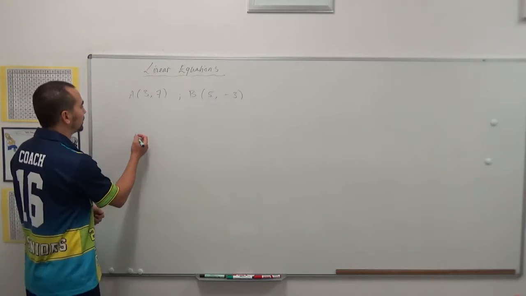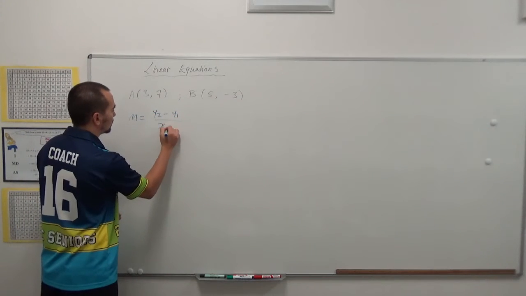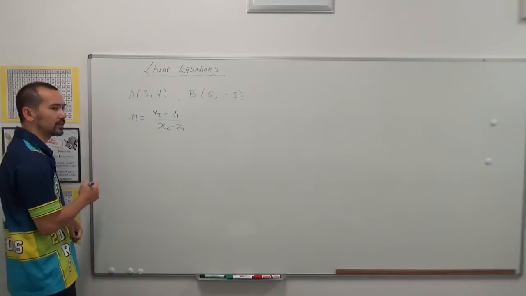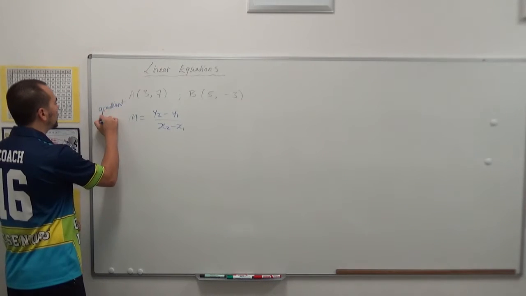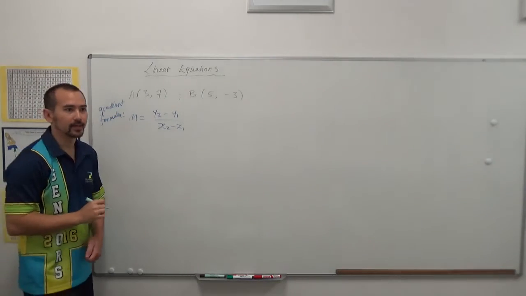y1 minus y2 over x2 minus x1. Yeah, exactly right. And this is the gradient formula, if you didn't already know that. So let's just write that in. Gradient formula is that one there. Okay.